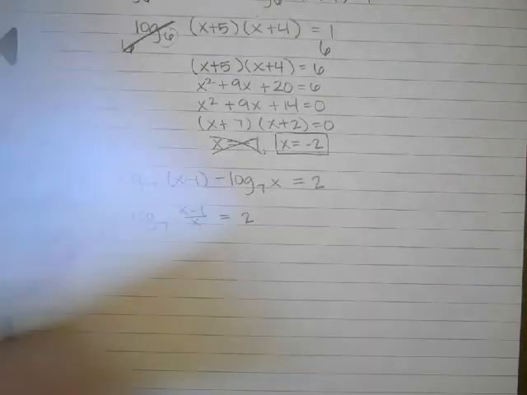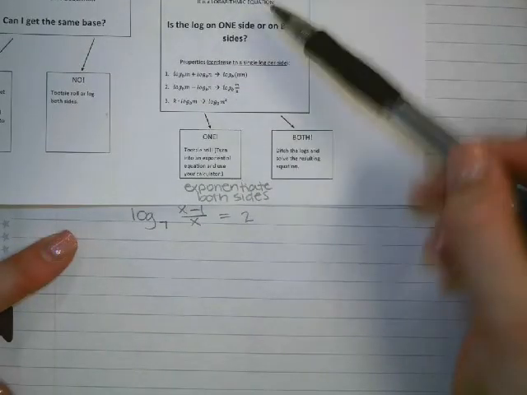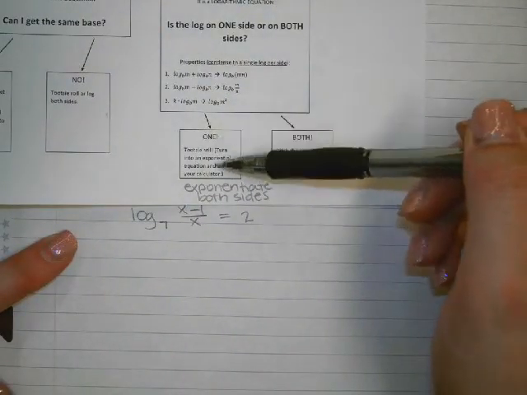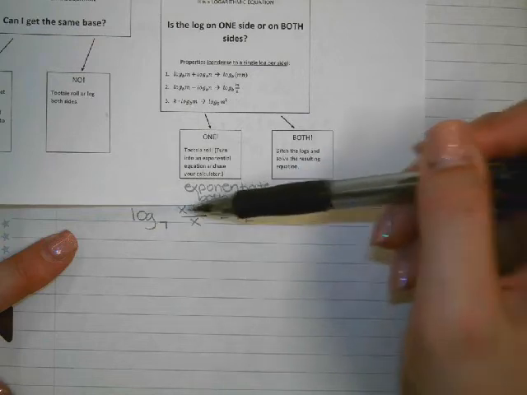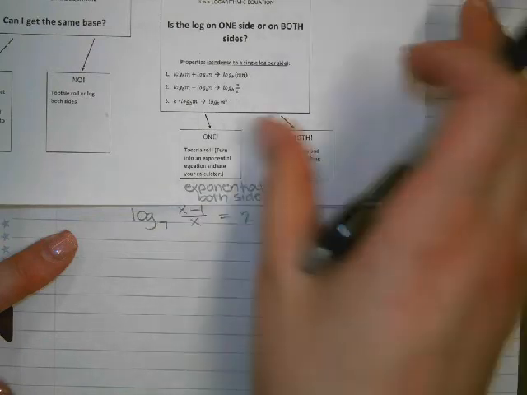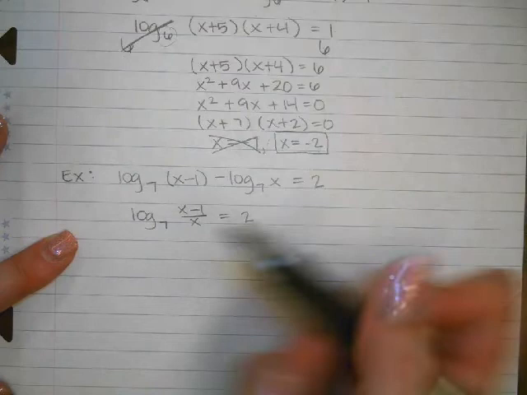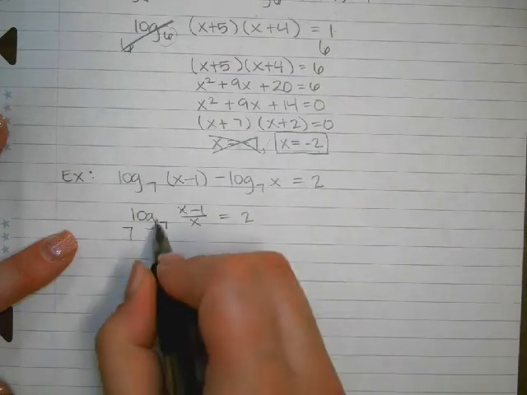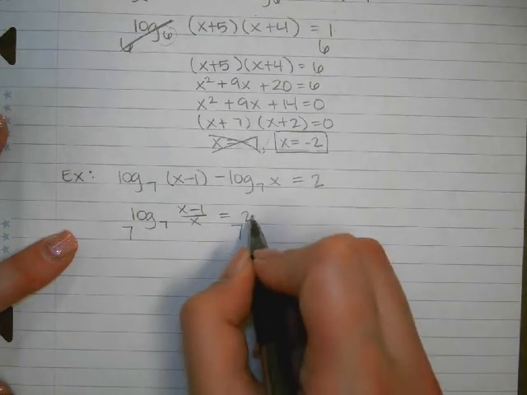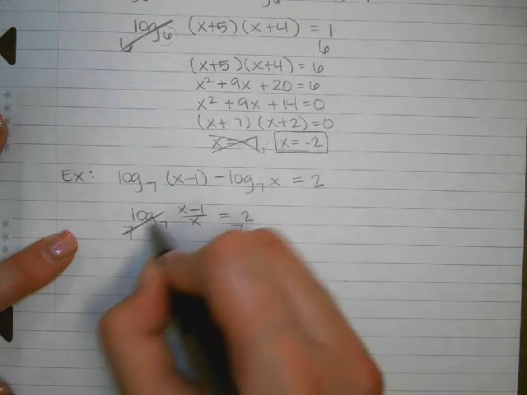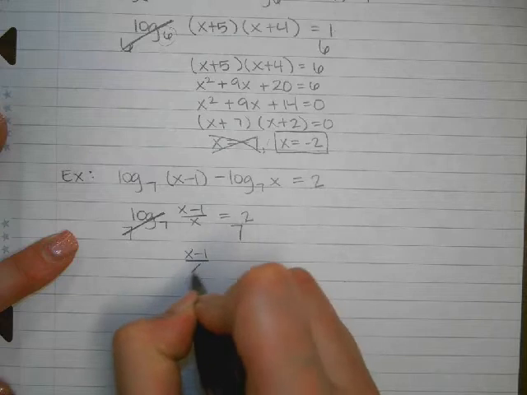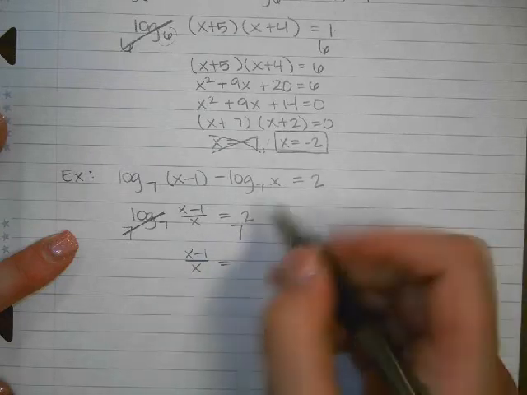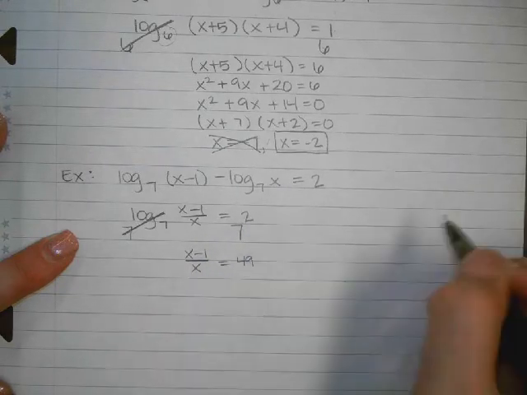And so again, I'm looking at my flow chart. I have log only on one side, so I can think of Tootsie Roll turning it into exponential form. Or if I want to think of this as an inverse operation, I want to exponentiate each side to get rid of that log. So I'm going to have 7 to the log base 7, 7 to the second power. These are inverse operations, so they cancel. And that gives me x minus 1 over x equals 7 squared is 49.